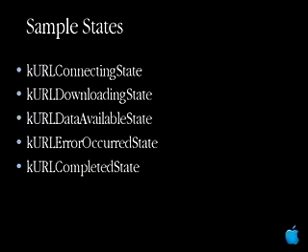All you need is a URL reference, and you can find out the state of your download. Here's a list of sample states. They should be all pretty obvious. Connecting, we're downloading, there's data available, an error occurred, and we've finished.